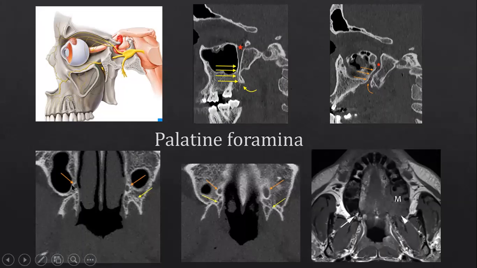This was parasagittal. In the axial view, we have got a maxillary sinus in front, the pterygoid plates at the back, and these foramina are seen as oval or rounded areas here, the greater and the lesser foramina.